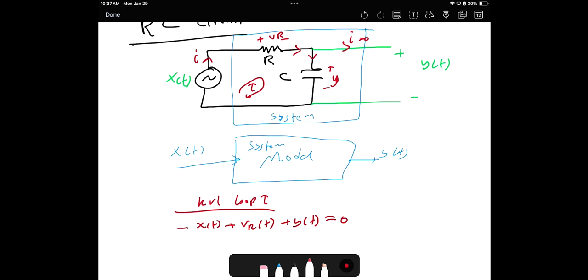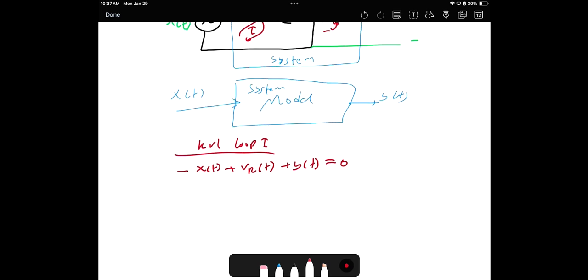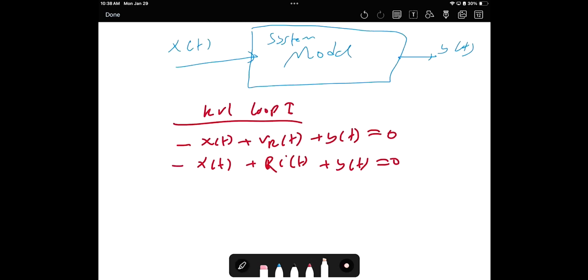Then let's substitute VR of t as I times R. So it will be negative x of t plus R times I of t plus y of t equals to 0. Now, my target is to make inputs relation of outputs. So we have here the outputs. I have the output here. I have the input here.